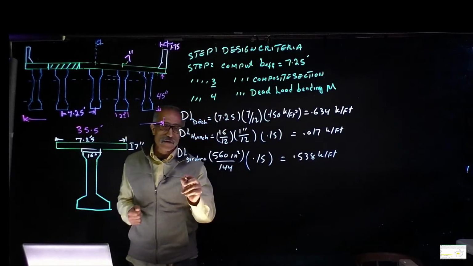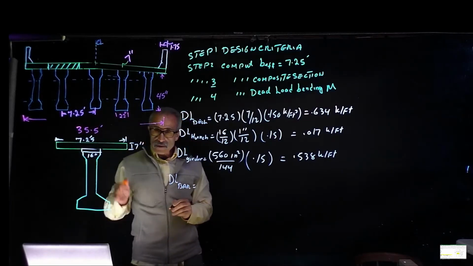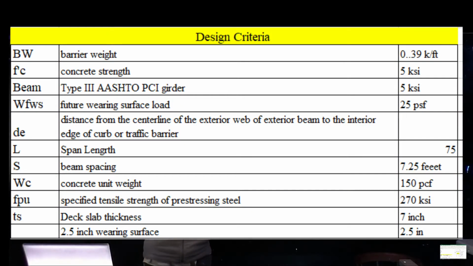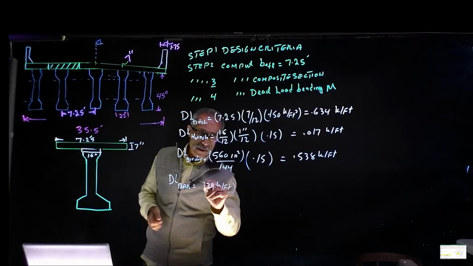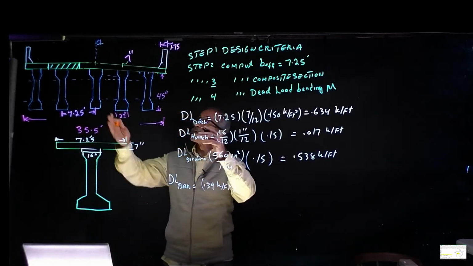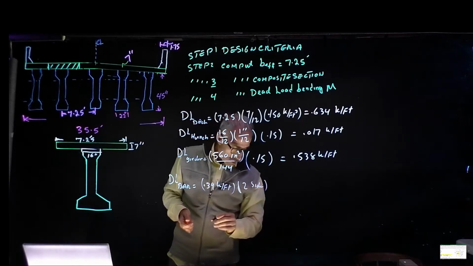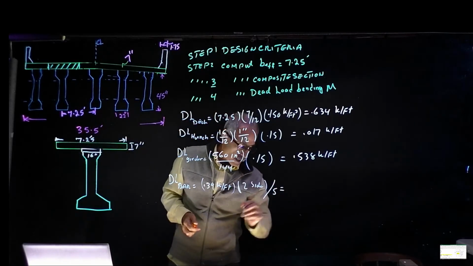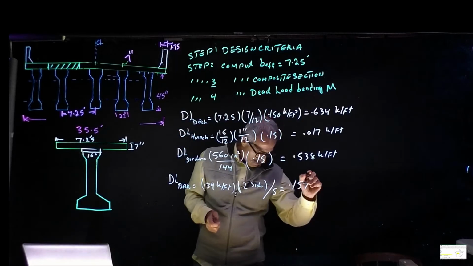So now we did that, then we have the barrier. We're going to calculate the dead load of the barrier. And that was given in the design criteria that we had in the Excel sheet. You can go back and look at that. That was given as 0.39 kip per foot. So you didn't have to really figure it out. And then we have two sides, so it's multiplied by two sides. Then we have 1, 2, 3, 4, 5 girders, so divided by 5, and that's going to come out to 0.157 kip per foot.